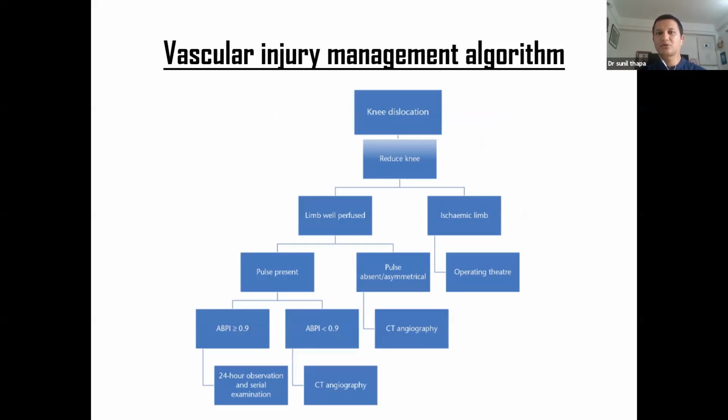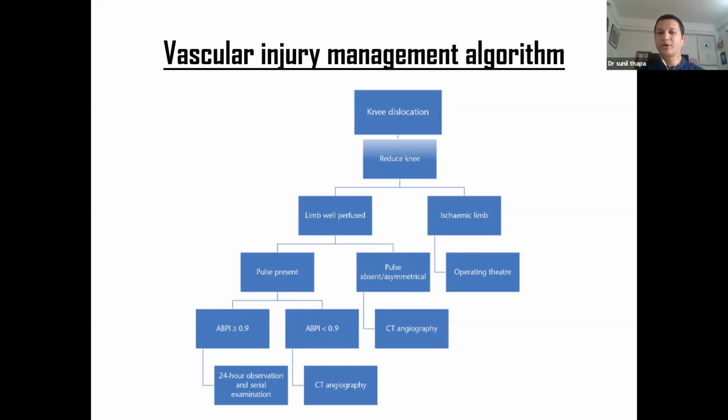So whenever you see a knee dislocation, immediately reduce it, check the pulses. If the limb is frankly ischemic, then we have to rush straight into the theater for vascular reconstruction. But if the limb is well perfused, see the pulse. If pulses are absent and asymmetrical, then go for a CT angiography. If a pulse is present, the pulse may be sustained by the collaterals, and the perfusion may not be adequate to sustain the viability of the limb. So it is useful to measure the pressure at the ankle and the pressure in the brachial artery, and the index, which is called the ankle brachial index.